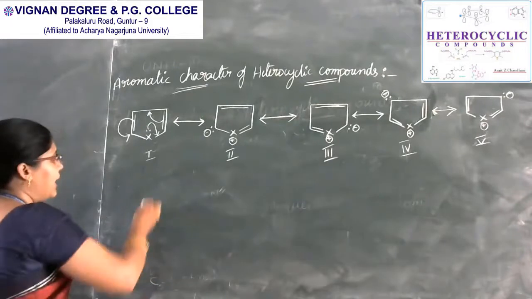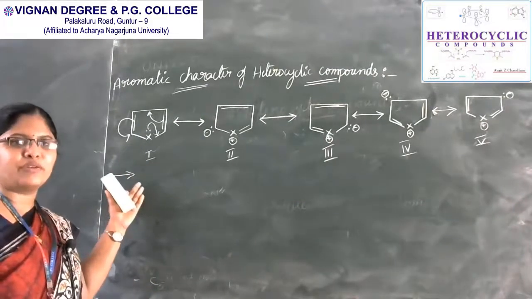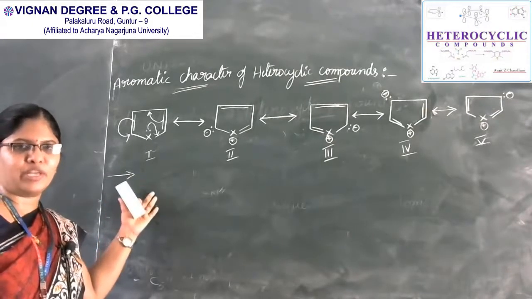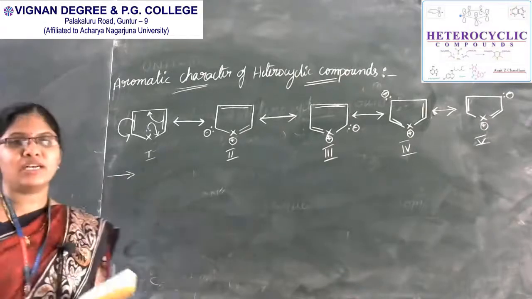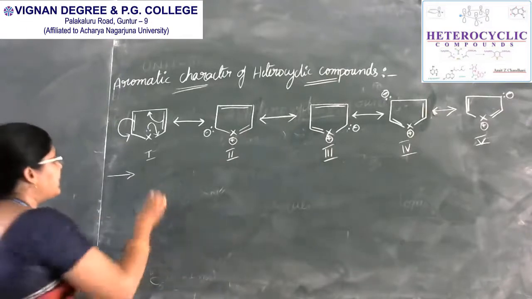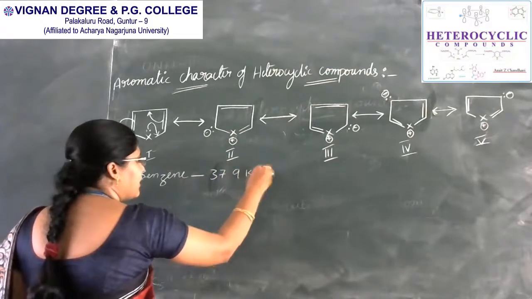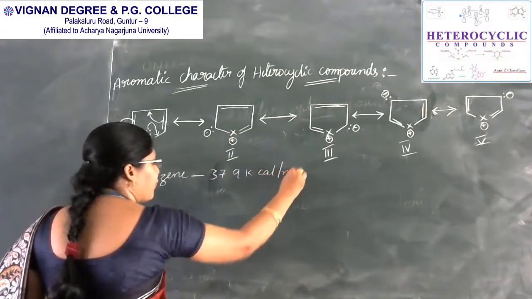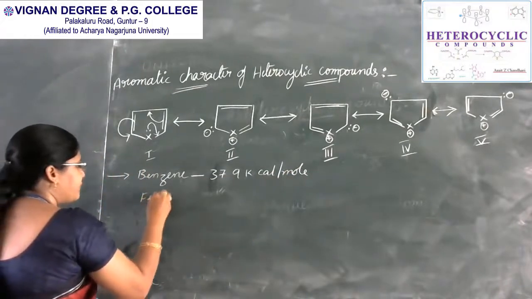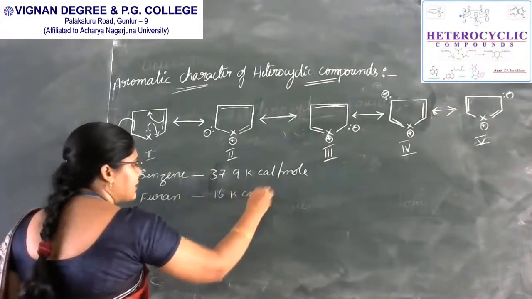The resonance energy of furan and pyrrole is about half the resonance energy of benzene, because benzene contains two resonance hybrid structures. The resonance energy of benzene is 37.9 kilocalories per mole, and furan contains only 16 kilocalories per mole.